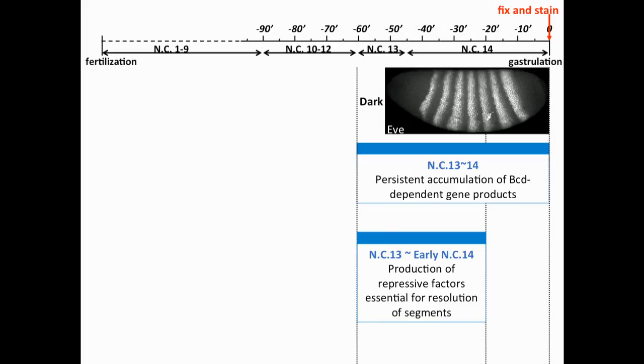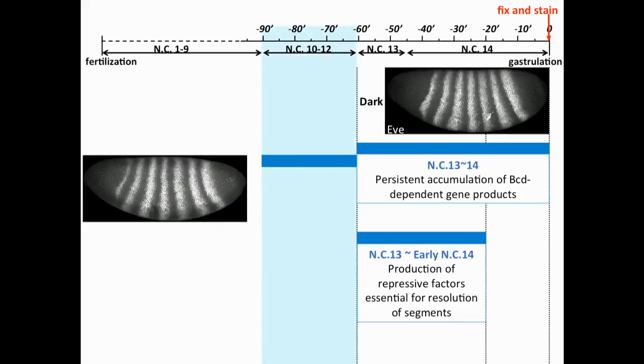What about even earlier nuclear cycles? People have observed bicoid-dependent transcription as early as nuclear cycle 7, but in very small amounts. In order to determine the role of early transcripts, we tried to illuminate the embryo during nuclear cycles 10 to 12.